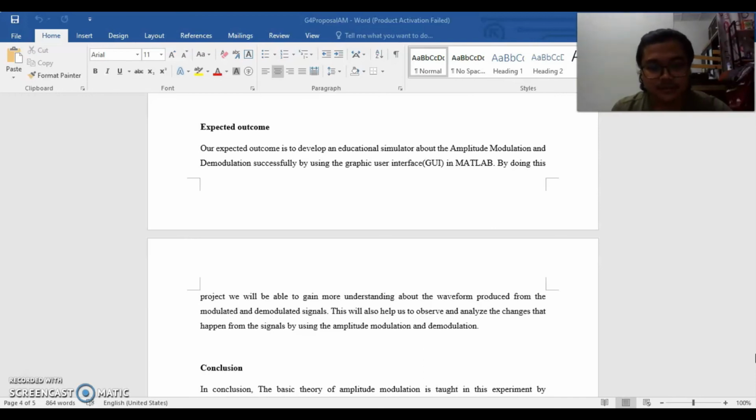This will also help us to observe and analyze the changes that happen to the signals by using amplitude modulation and demodulation. Dan kami akan lebih dapat melihat waveform tersebut selepas kita menggunakan amplitude modulation dan demodulation.